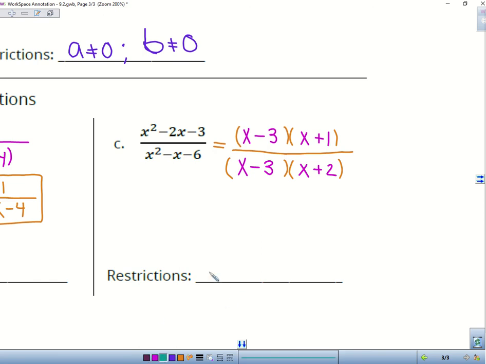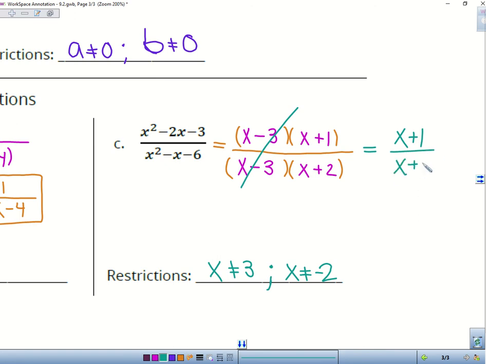So what are my restrictions here? 3 and -2. Good. So we got 3 and -2. So does anyone have any questions about how we got the restrictions? What is going to cancel in this one? X minus 3. Good, which leaves us with this.